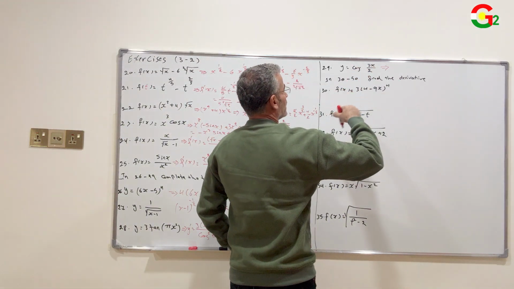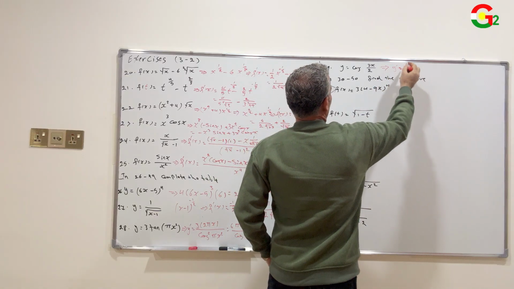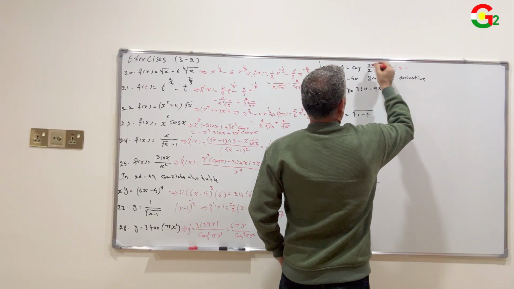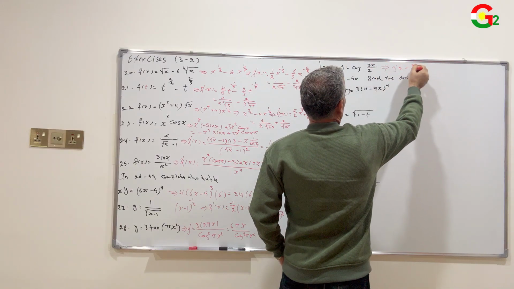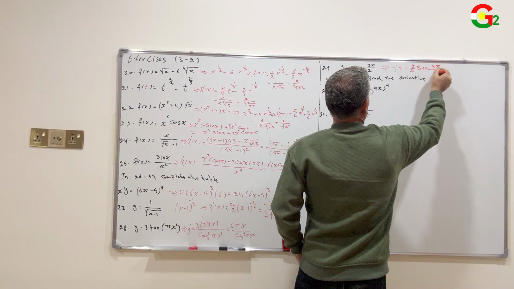Question number 29, y equal cosine 3x over 2, then y prime equal to negative the derivative of the angle 3 over 2 sine 3x over 2.